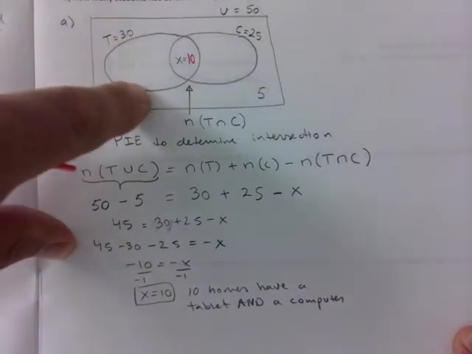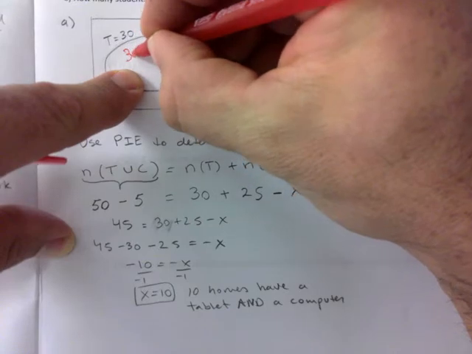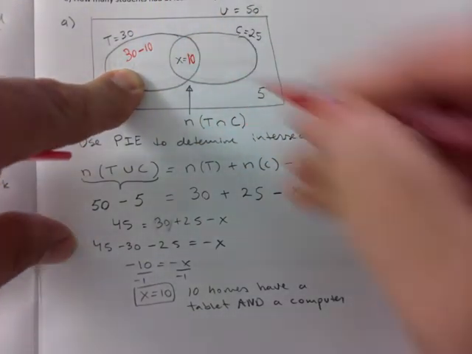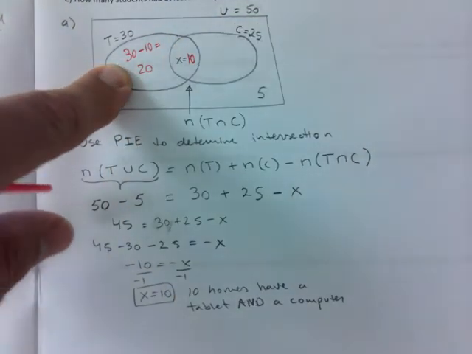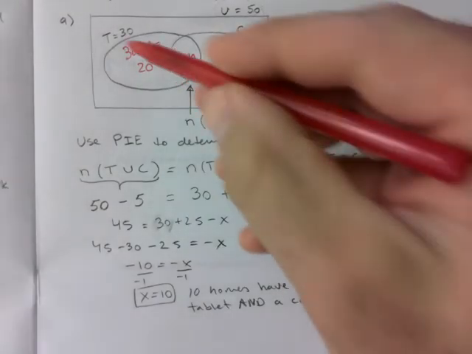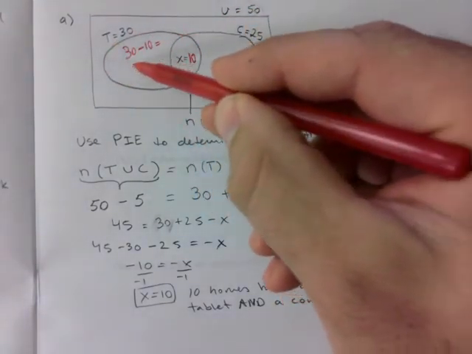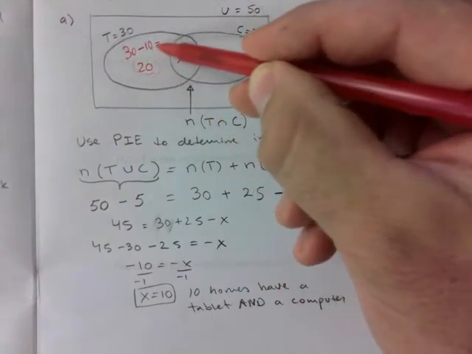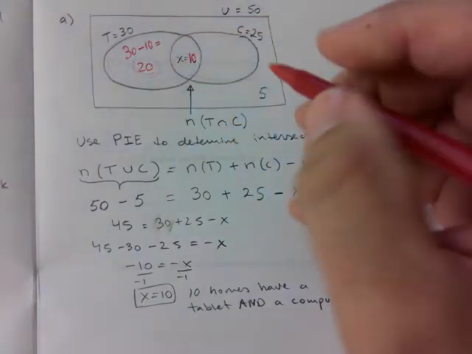Now I'm going to figure out how many students, or homes, sorry, only had a tablet. Well, you need to take the 30 and subtract the 10 from it, right? And then you're going to get 20, right? Because 30 includes the ones that also have a computer. But if you only want the ones that have a tablet, you need to subtract this from the 30, whatever is here, to get that.